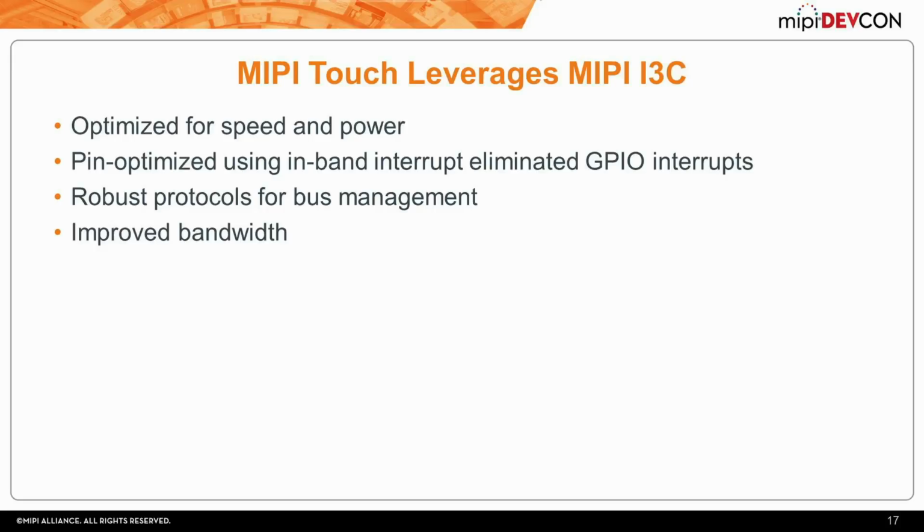So the first is going to be, it's going to give us the ability to optimize for speed and power. The interface and the bus itself was designed for power, and from our perspective, we see a lot of nice enhancements in what the bus already has defined that we can leverage to simplify the touch interface, to simplify the mechanism by which AP and touch communicate with each other and basically understand what's going on.